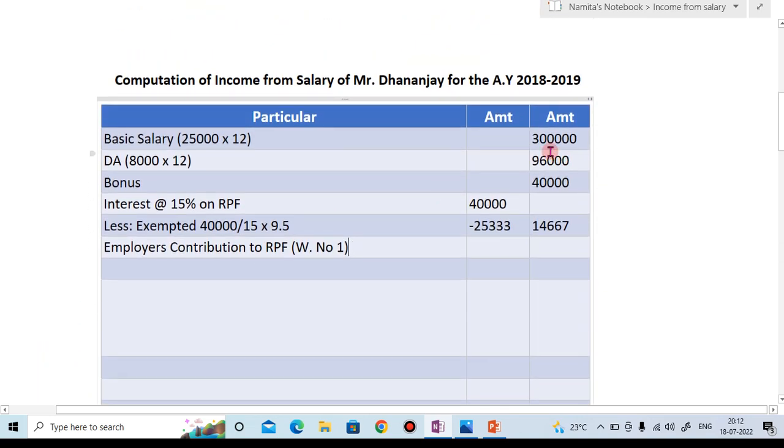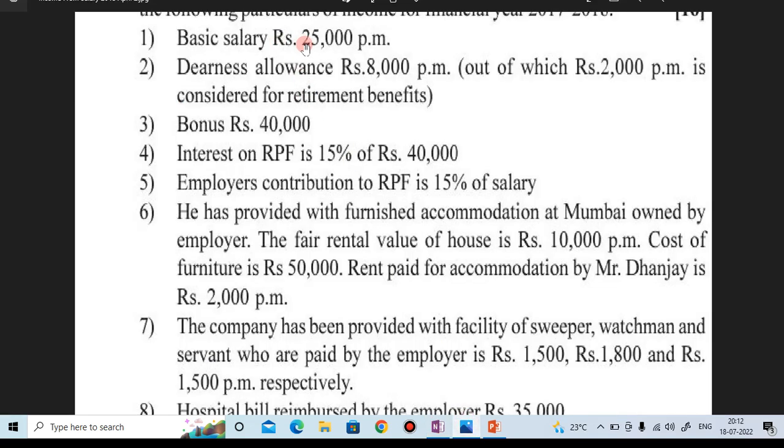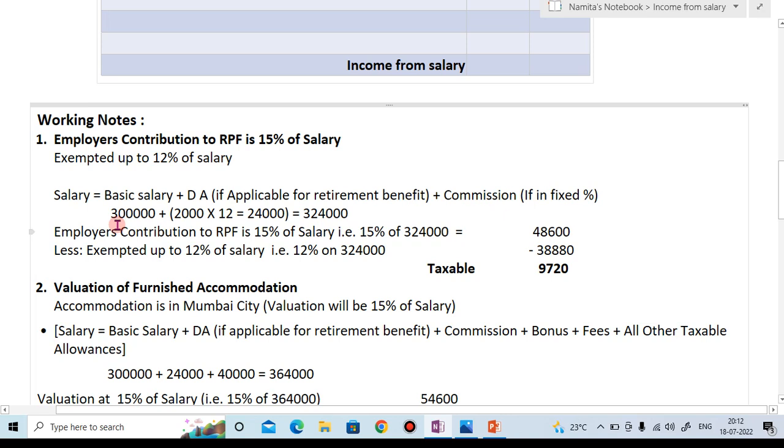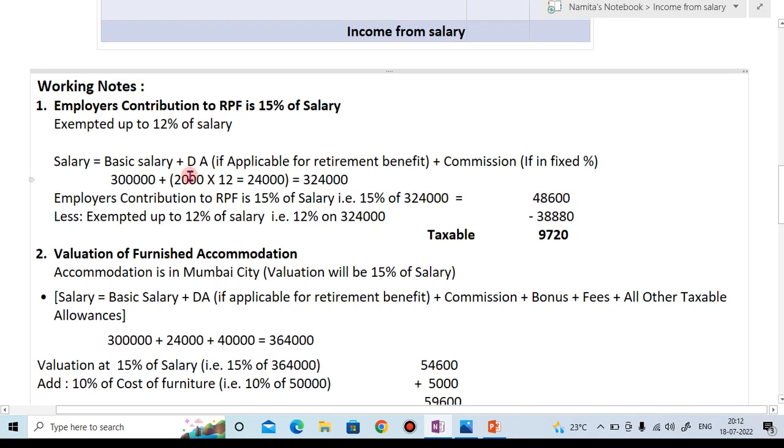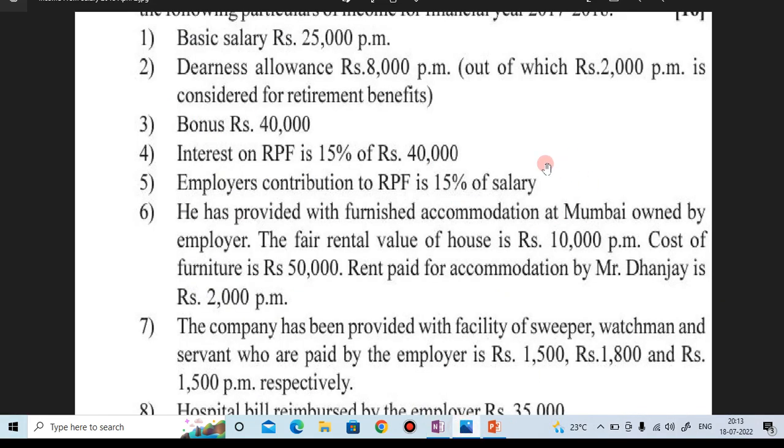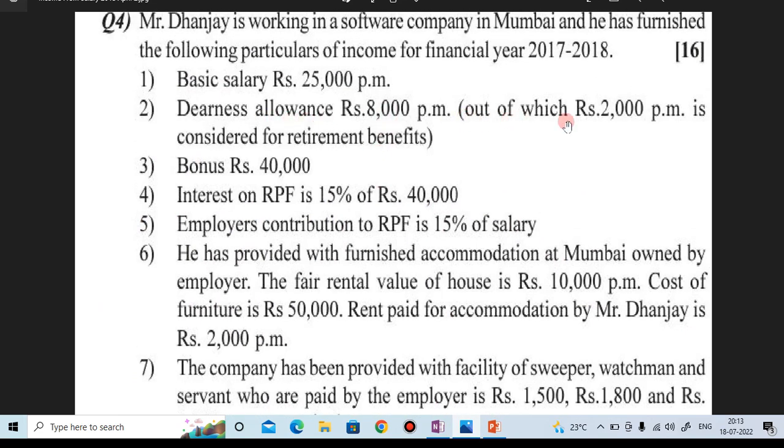Now how much have we got as basic salary? See here, basic salary we have got 3 lakh rupees. How did we get 3 lakh rupees? 25,000 multiplied by 12, which is given in the question. Basic salary is 25,000 per month. That's why 25,000 multiplied by 12, 3 lakh rupees. Now dearness allowances. DA means dearness allowances. Now what is the condition for dearness allowances? It should be applicable for retirement benefit. Now see here, for the dearness allowances, out of this 8,000, 2000 per month is considered for retirement benefit. So 2000 per month is considered for what? Retirement benefit.